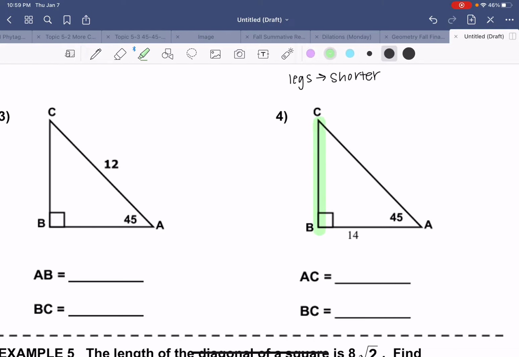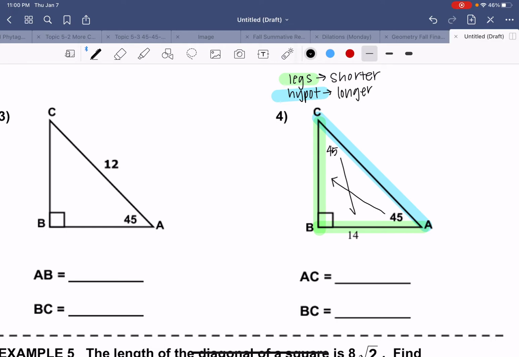Okay, so the legs of this triangle are the ones highlighted in green. And then the hypotenuse is the larger side, the longer side. And that one's highlighted in blue. Okay, and we also learned that when angles are congruent, their opposite sides are also congruent to each other. So meaning that these legs of a 45, 45, 90 triangle are going to always be congruent to each other.